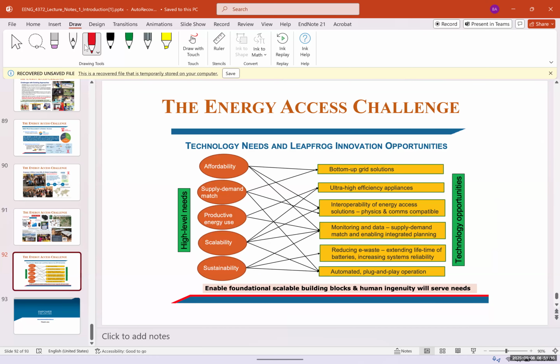So, some technology needs, leapfrog innovations and innovation opportunities. There could be a lot of progress in affordability, supply-demand match, productive energy use, scalability, and sustainability. These are the higher level needs, and the technology opportunities are bottom-up grid solutions and ultra high efficiency appliances.